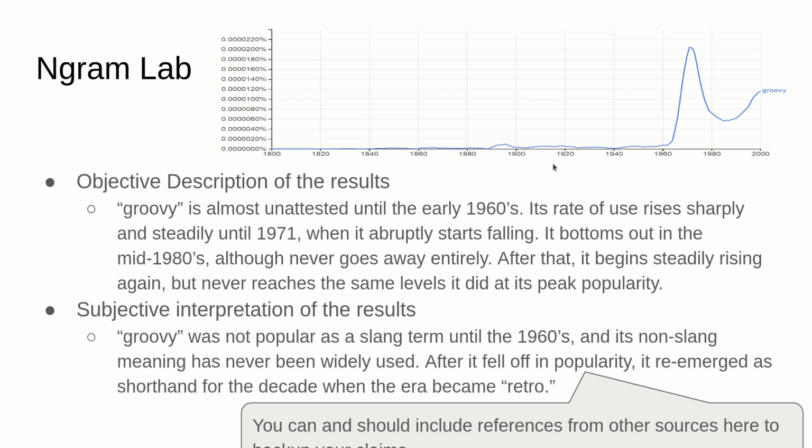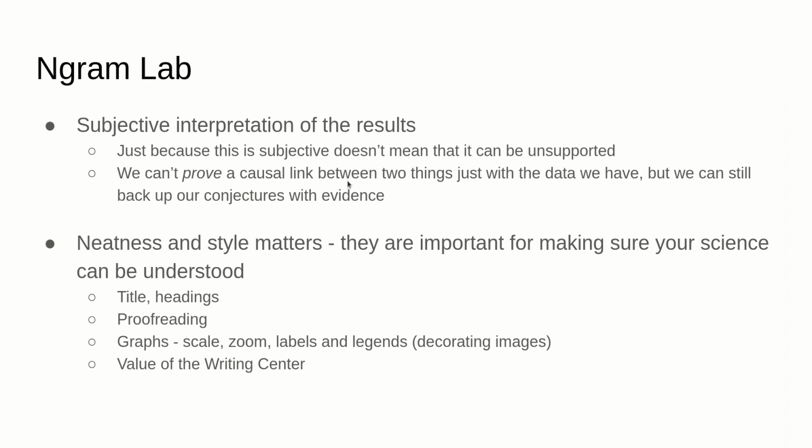I can't claim that this change in 1880 to 1900 had something to do with new piracy laws, and that pirates used grooved swords, unless I actually had a source to back that up, or some real reason that I was making that conclusion. It's also important to remember that we can't typically prove a causal link between two things just because the data follows a similar pattern between the two things. But we can still back up our conjectures with evidence.